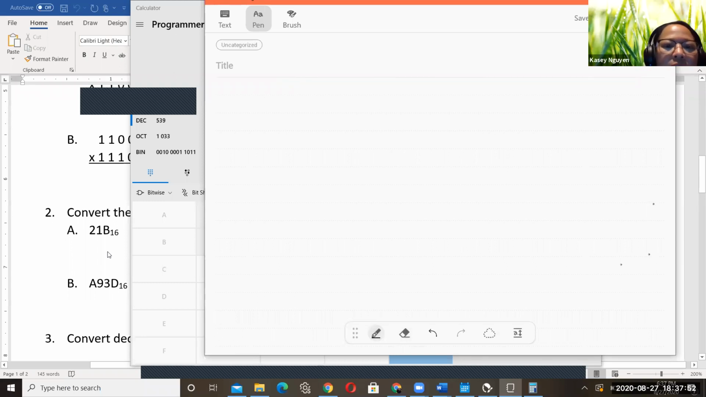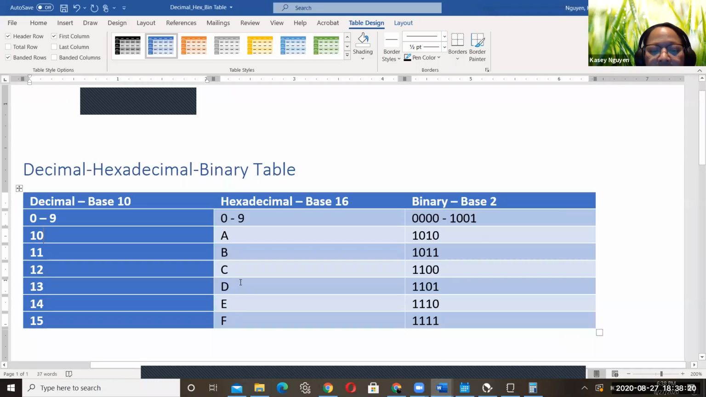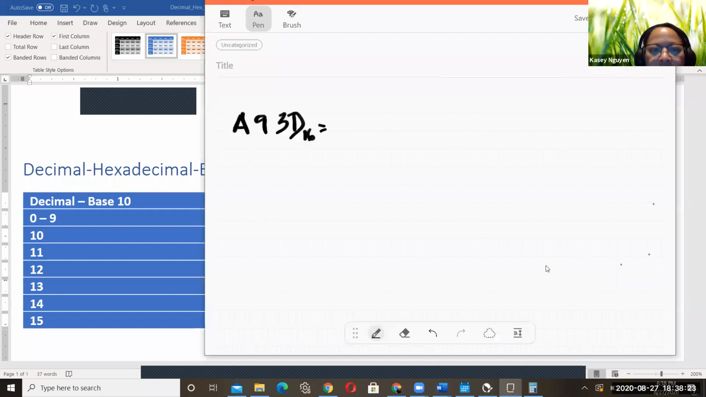Okay, so for B, we have A93D, base 16. This is a little longer, so we want to write that out with the equivalents in decimal. And to recall, A is 10, right? And then you can use your table to match up. And your D is 13. Okay? So we would start out with D, which is the rightmost digit. So you would have 13 times 16 to the 0.